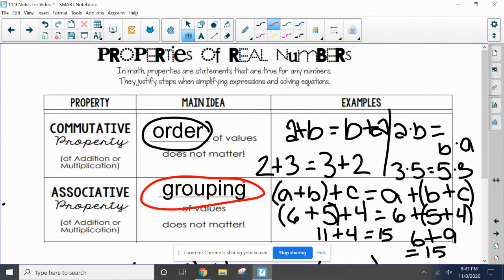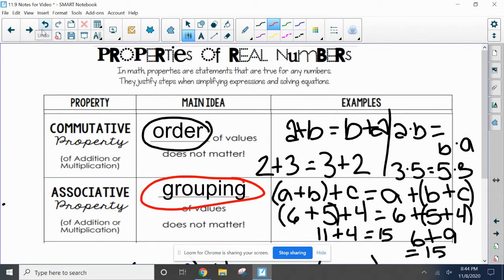Commutative sounds a lot like commute, which is your drive to work. My drive from Aiken to Jackson is about 25 minutes. But if I change the order, and instead of going from Aiken to Jackson, I go Jackson to Aiken, it is still going to be the same 25 minutes. So the order of my commute, Aiken to Jackson or Jackson to Aiken, does not change.